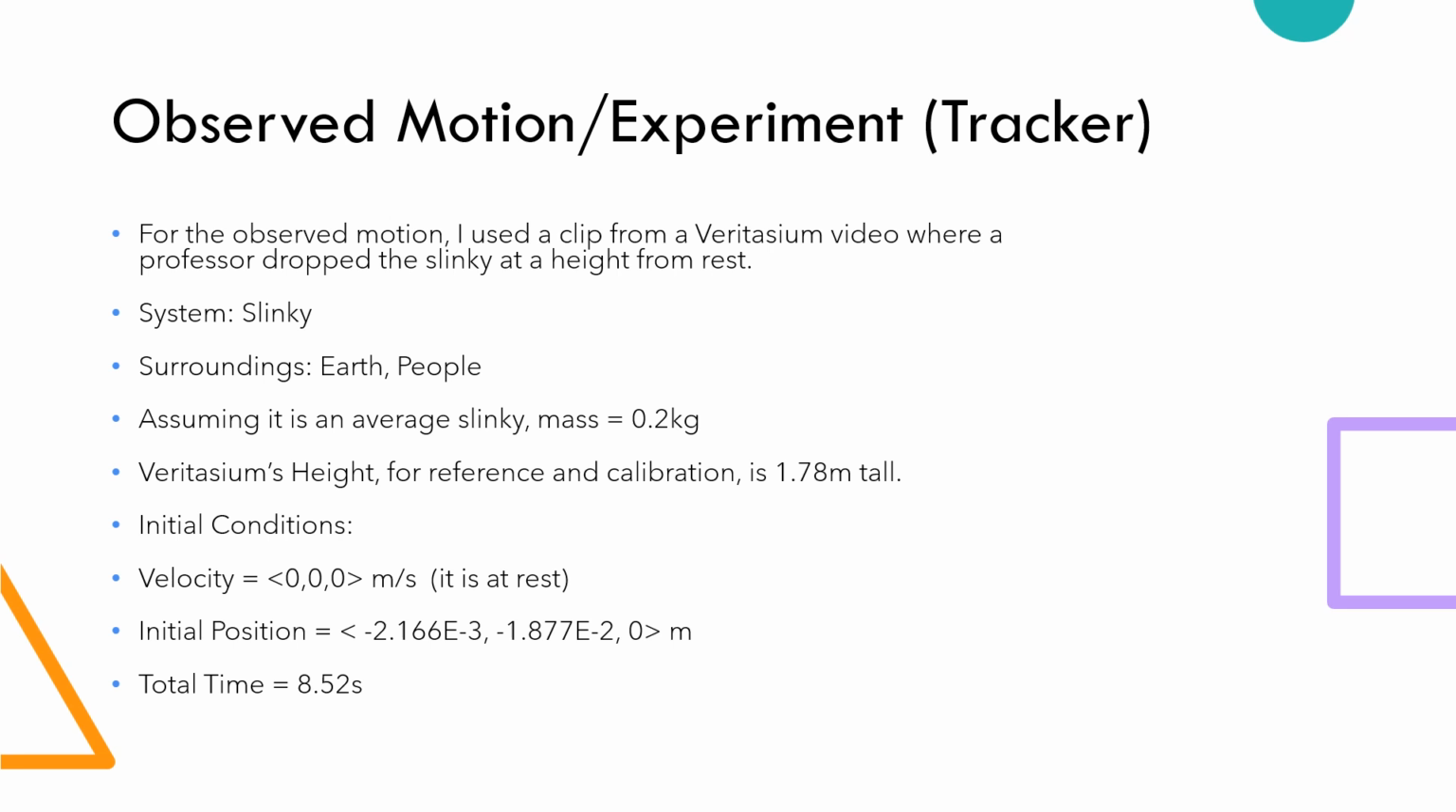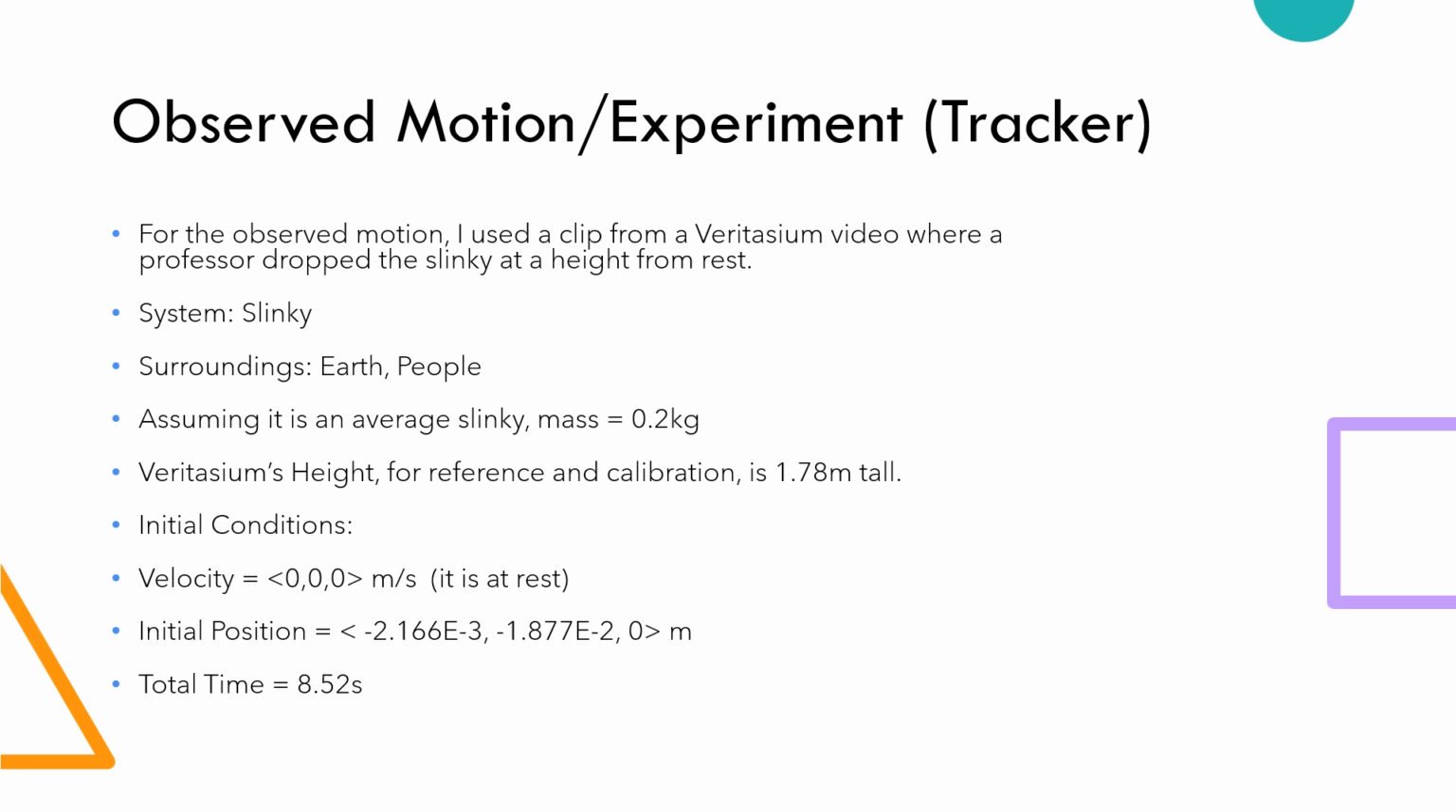Observed motion. For the observed motion, I used a clip from the Veritasium video where a professor dropped a slinky at a height from rest. The system is a slinky, and the surroundings are the earth and people. Assuming it is an average slinky, the mass is 0.2 kg, and Veritasium's height, for reference and calibration, is 1.78 meters tall.